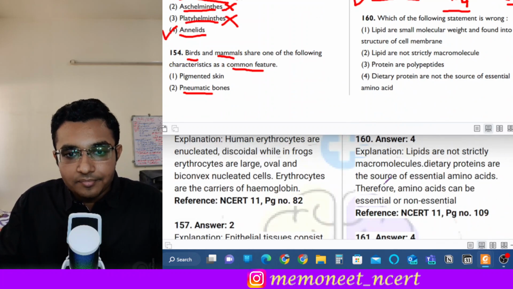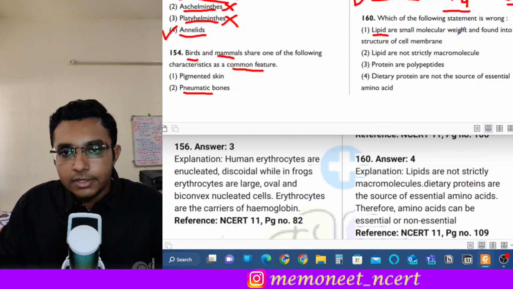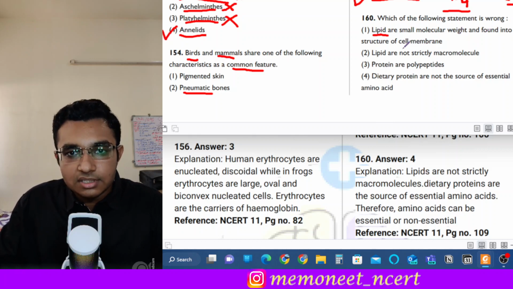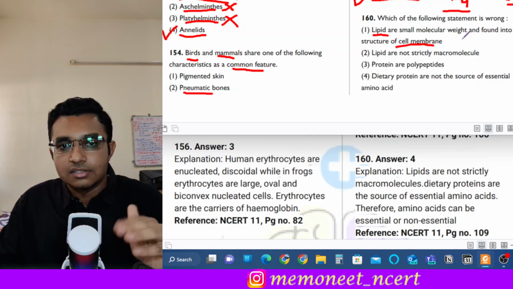It states: which of the following statements is wrong? So we have to identify among these four statements which one is wrong. First statement is lipids are small molecular weight and they are found in the structure of cell membrane. Yes, that is correct because the cell membrane mainly consists of lipid.